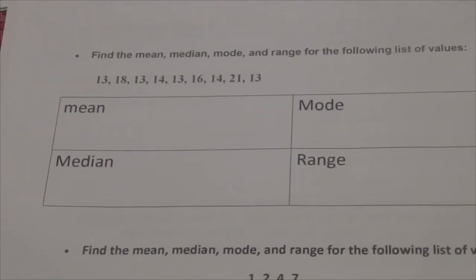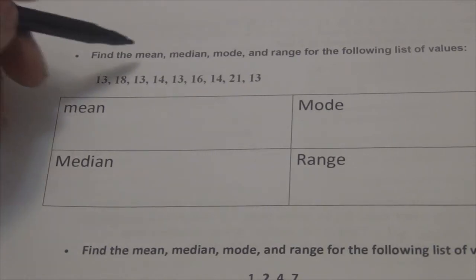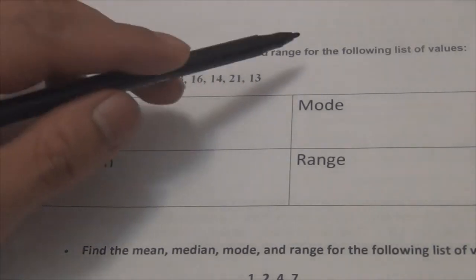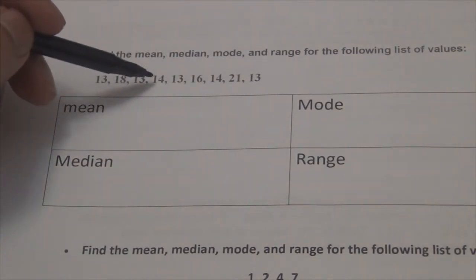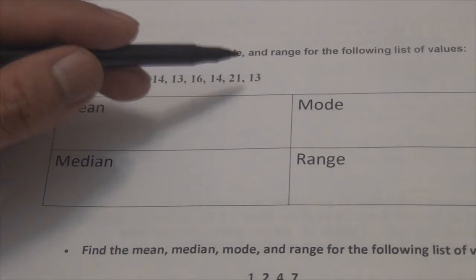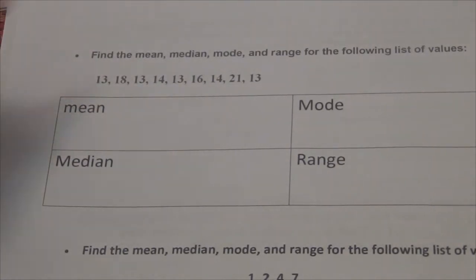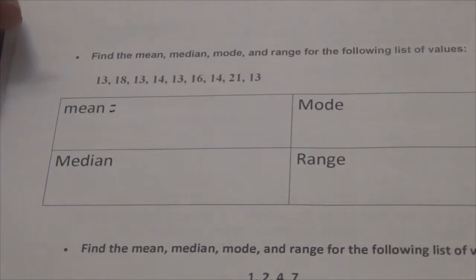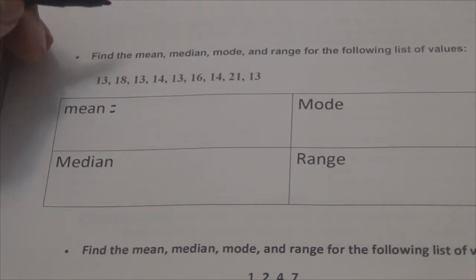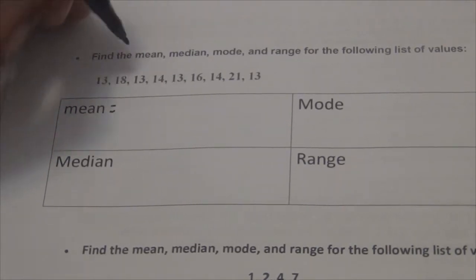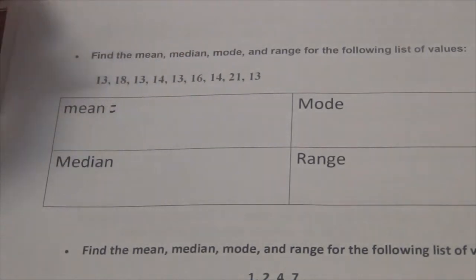Mean, median, and mode. It says, find the mean, median, mode and range for the following list of values. So we have 13, 18, 13, 14, 13, 16, 14, 21, 13. So what is the mean? The mean is the average. How do you obtain the average? You add all the numbers and you divide by the amount of numbers.